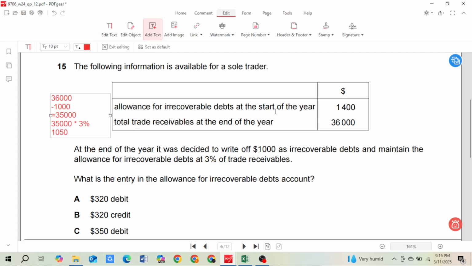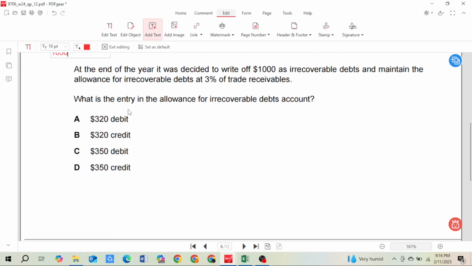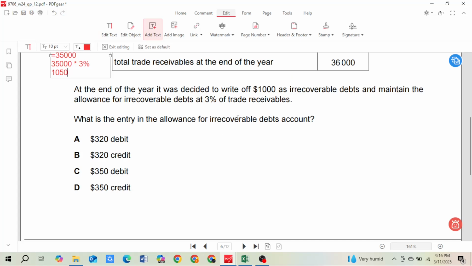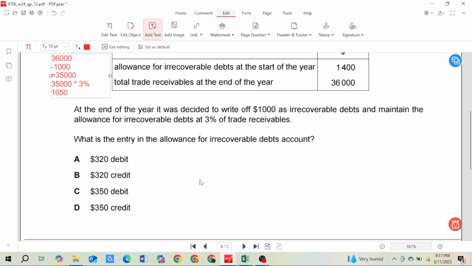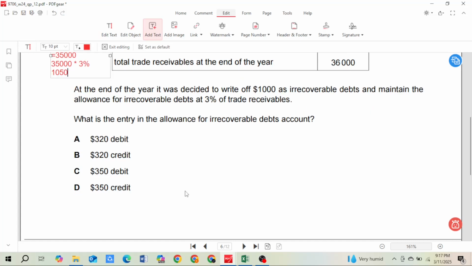Last year, or at the starting of this year, the opening balance was 1,400. So our allowance for irrecoverable debt is decreasing from 1400 to 1050. The question is, what is the entry in the allowance for irrecoverable debt account? Normally this account has a credit balance, but right now we have 1400 out here. I just need 1050, so I need to decrease this amount by 350. Correct, I'll debit this by 350. The correct answer is C, debit it by 350.